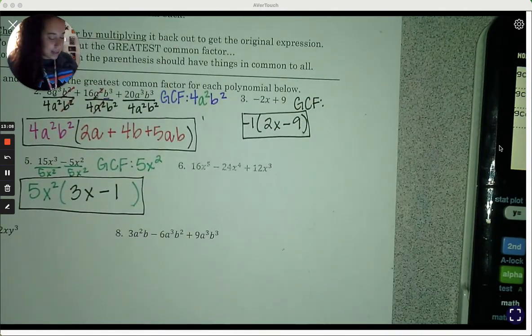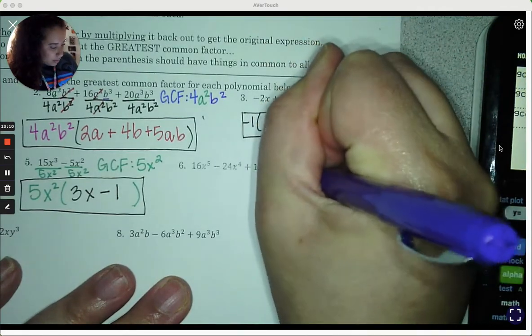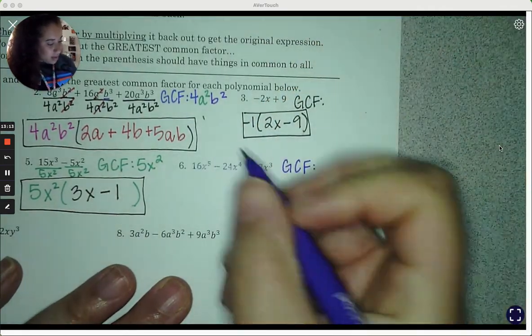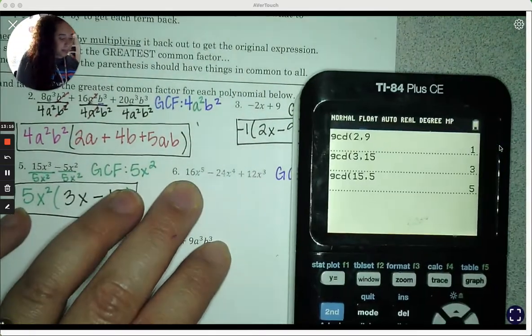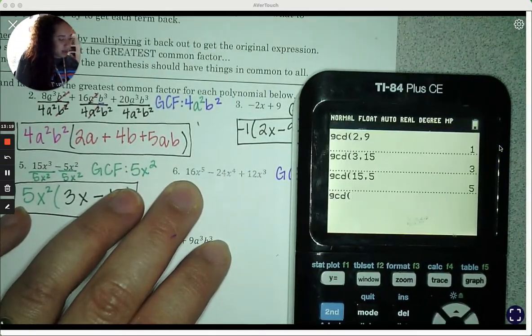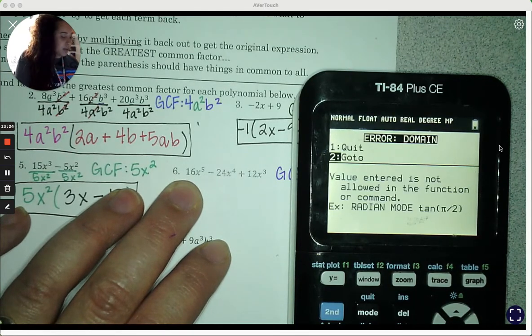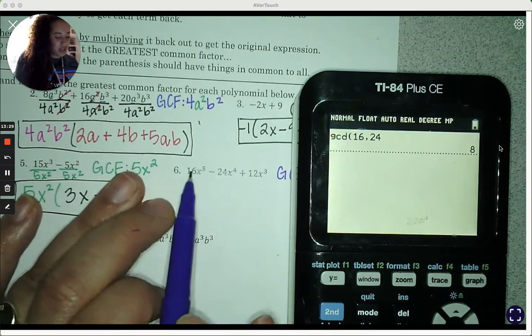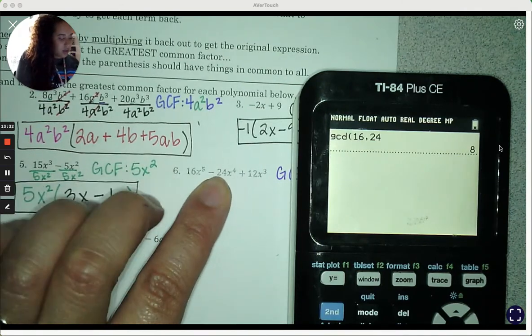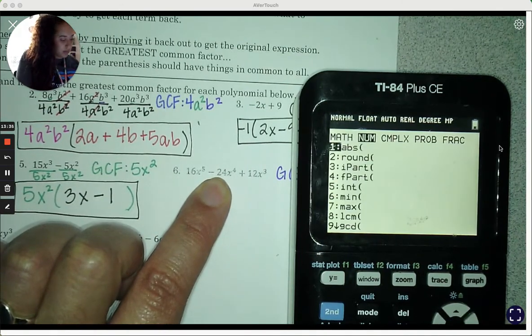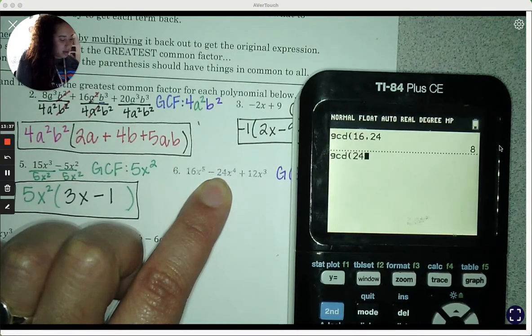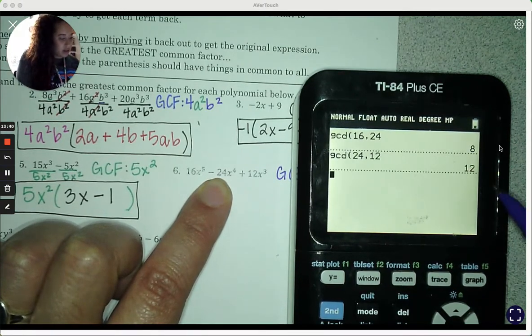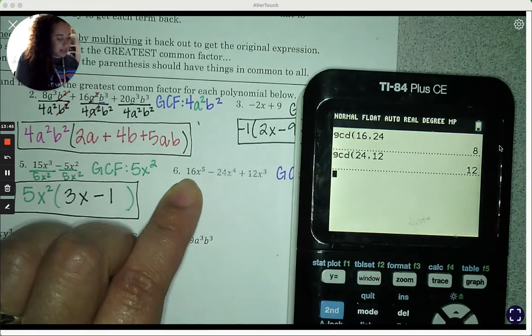Looking at number 6, greatest common factor. So we're going to look at our numbers, 16 and negative 24. Oh, it won't work because I put the negative there. Okay, so these two share an 8. 24, oops. And 12, however, they share a 12. Okay, so let's look at 12 and 16.